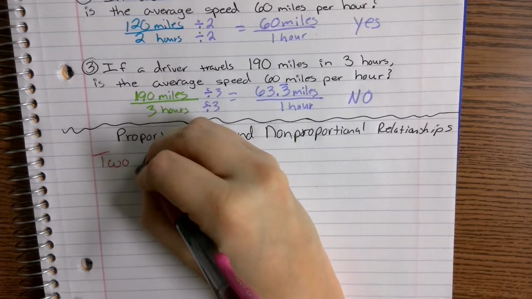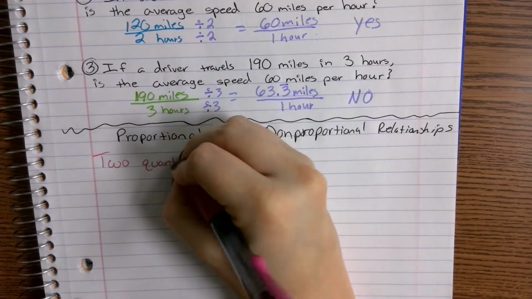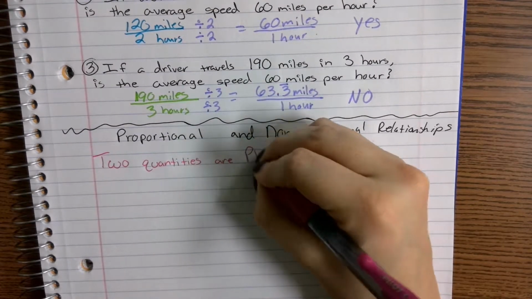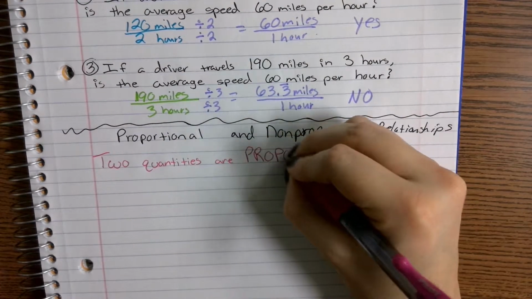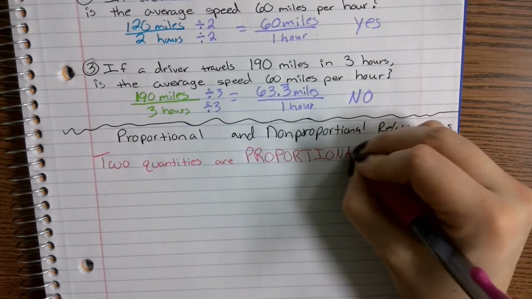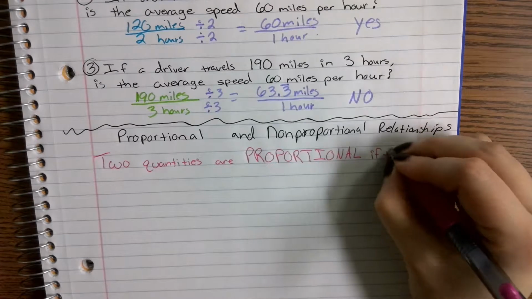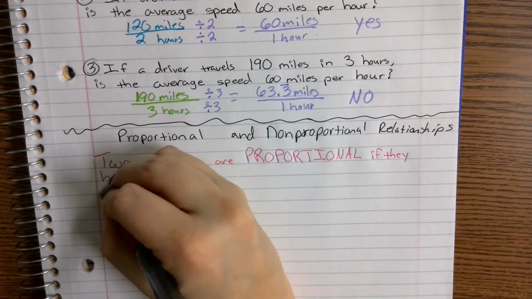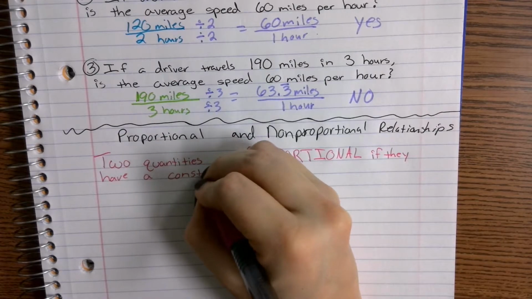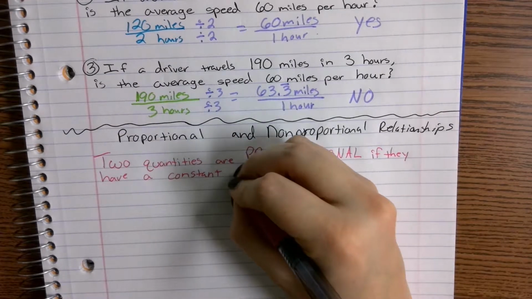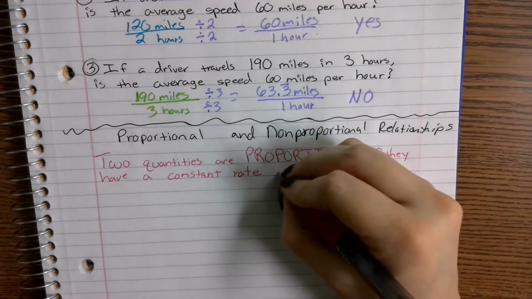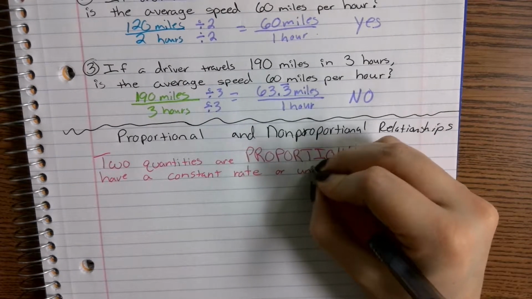If two quantities are considered to be proportional, if they have a constant ratio or a constant rate or a unit rate throughout.